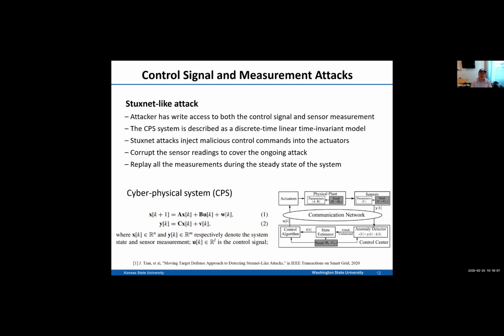Stuxnet attack injects malicious control commands into the actuator. They corrupt the sensor readings to cover the ongoing attack and replay all the measurements from the steady state of the system. Such an attack combines both control and measurement layer attacks to cause immediate failure and block the operator's awareness at the same time.